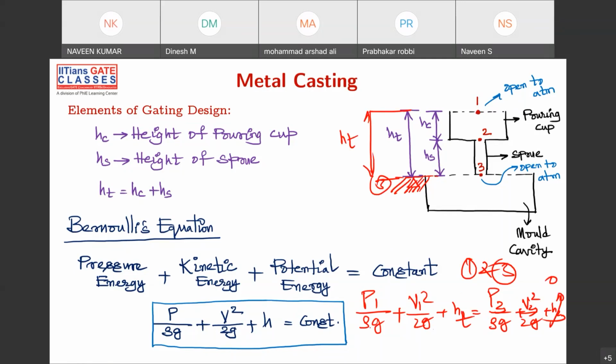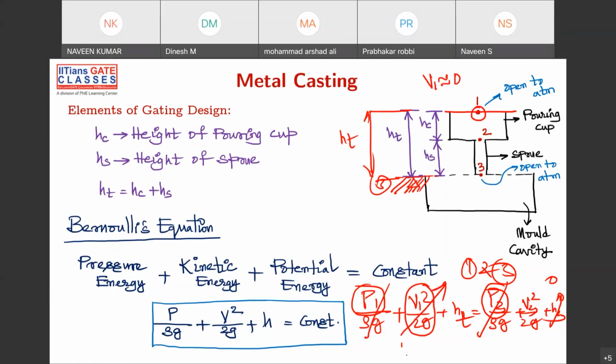P1 and P3 are the same. Why? Both are atmospheric. The velocity V1 we are assuming to be almost zero, because it is maintaining constant head. This level is not coming down. If you increase the level, it will overflow; if you decrease it, the liquid metal is over. But we are maintaining a constant level, so V1 is almost zero.